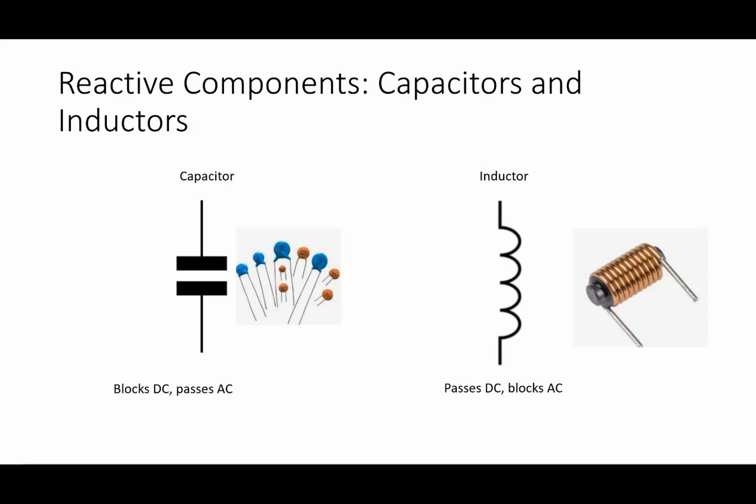An inductor does the opposite. It passes DC, after all, it's just a piece of wire, but it blocks AC because by coiling the wire together, a dense magnetic field is created. And if you try and change the current through the inductor, one has to change the energy in this magnetic field, and that costs a lot of energy.